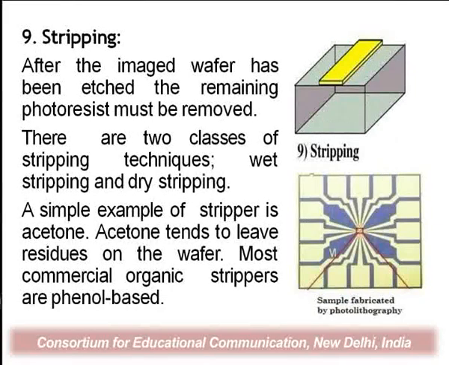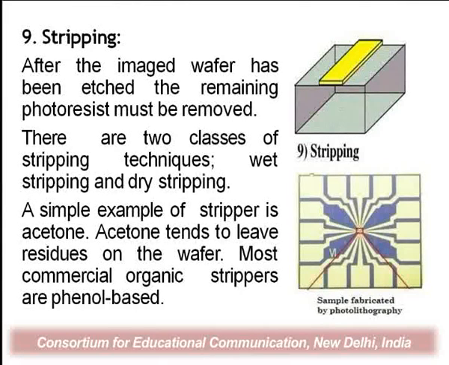After the image is developed on the wafer that has been etched, the remaining photoresist on the surface of the wafer should be removed. Therefore, two classes of stripping techniques are used. First is wet stripping and second is dry stripping. In wet stripping, we use acetone, and acetone tends to leave residues on the wafer. Most commercial organic strippers are phenol based.